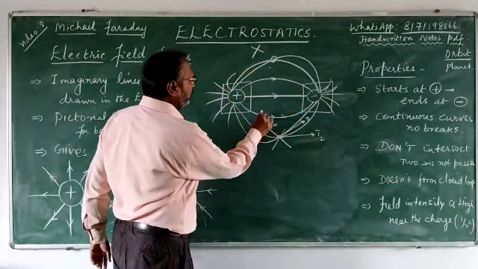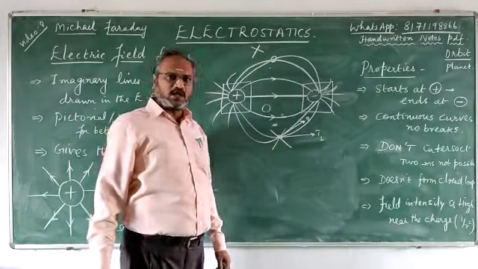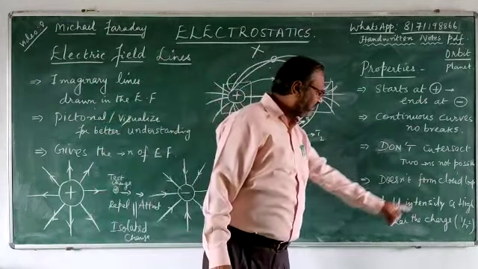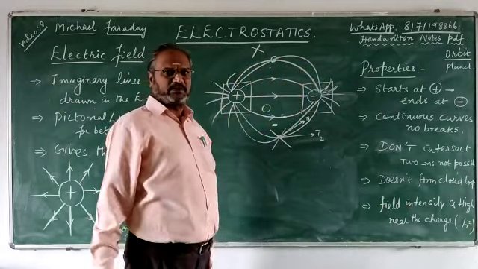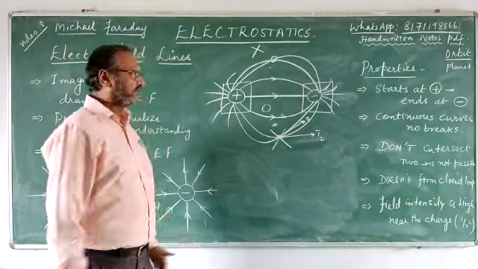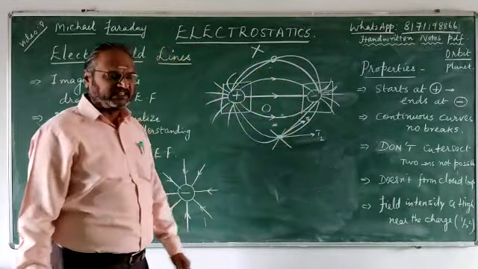In between it cannot form a loop like this. This is not possible according to the conservative law. And the field intensity is high near the charges because of 1 upon r squared. So as you go farther, the field intensity will decrease.